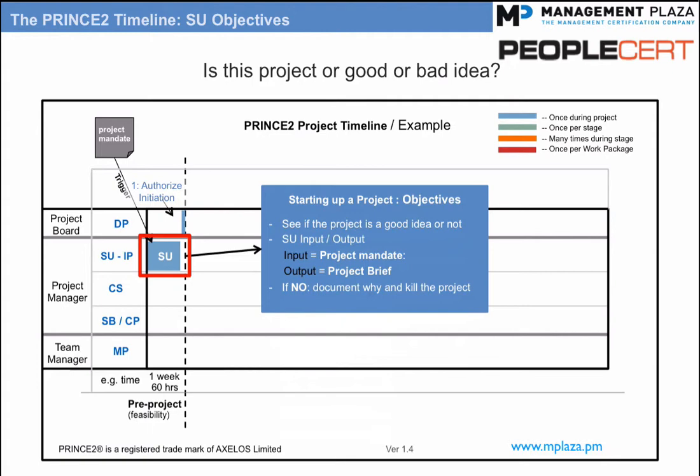Therefore, the input for this starting up a project process is the project mandate document, and the main output is the project brief. Now, you may be thinking, why bother to document a bad idea? Well, someone may have a similar idea again in 12 months, so it will be good to see if anything has changed. For example, perhaps the technology has now moved on, or market conditions have improved.